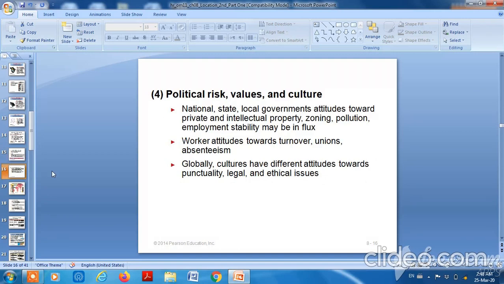4. Political risk, values, and culture. The political risk and the values and culture of the society: national, state, and local governments' attitudes toward private and intellectual property, zoning, pollution, and employment stability may be in flux, meaning not stable. Worker attitudes toward turnover, unions, and absenteeism. Globally, cultures have different attitudes toward punctuality, and legal and ethical issues. Punctuality here means discipline, regularity, and the accuracy that people in a given society show.